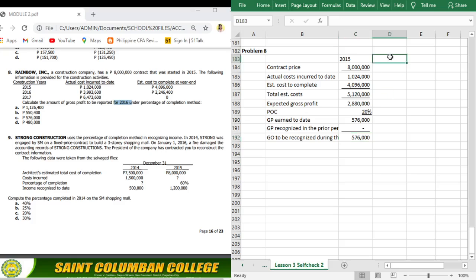Now, the question for the problem is for 2016, no? So, pangitaon nato ang 2016. Let's go to 2016. The contract price is still 8 million.